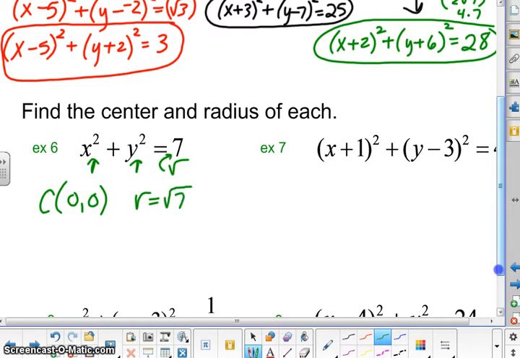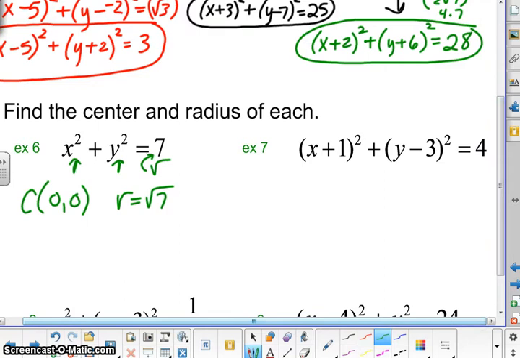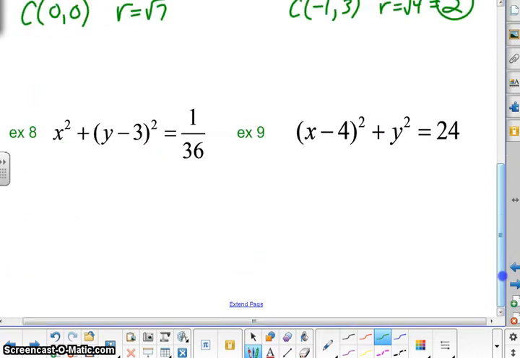Okay, go ahead and push pause and try this one. If you have the center as negative 1 and 3, you are correct. And if you took the square root of 4 to get an answer of 2, you are correct there as well. Okay, same thing. Push pause, see if you can get the answer. So you get 0, 3, and then the radius is the square root of 1 over 36, which the square root of 1 is 1, the square root of 36 is 6.